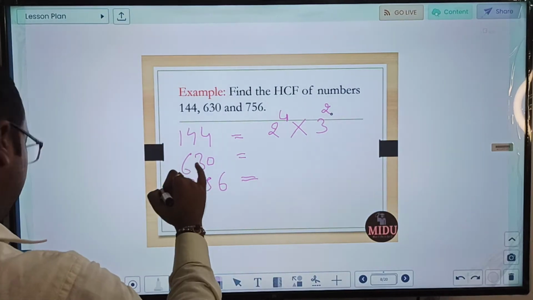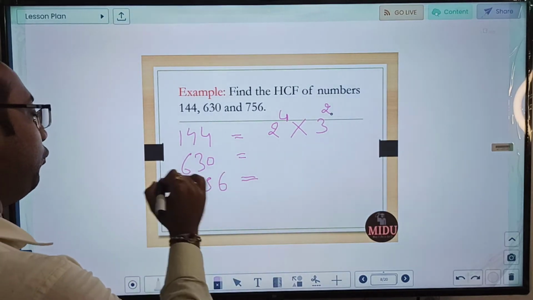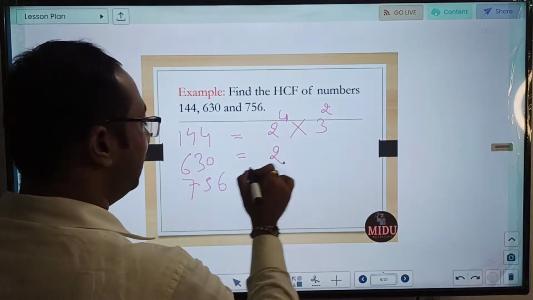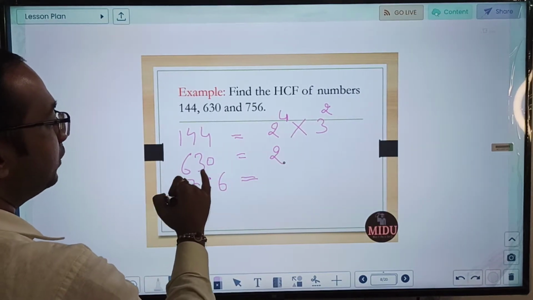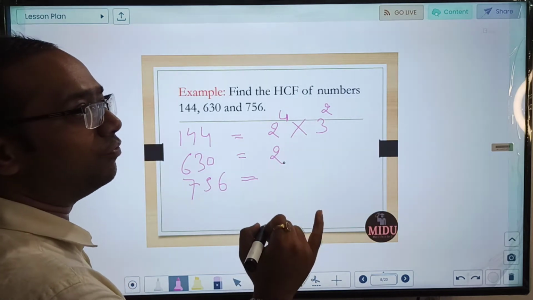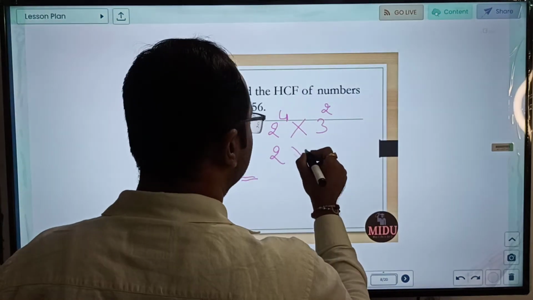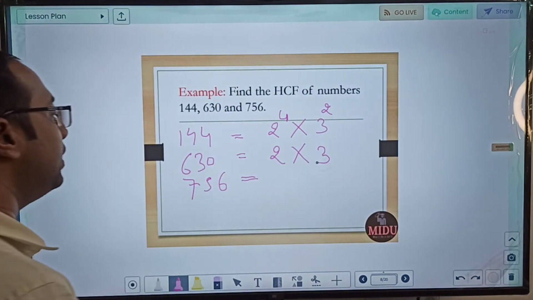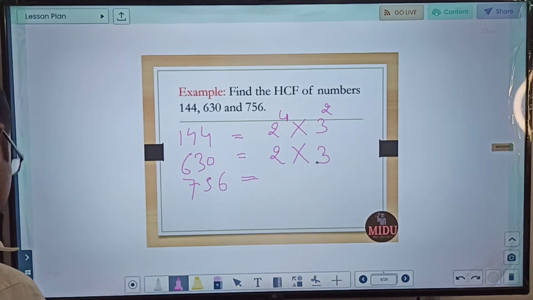Now 630. First of all, it is divisible by 2. Yes, it is divisible. Once we divide it by 2, we get 315. Then 315 is not divisible by 2, but 3 plus 1 plus 5 is 9, so it will be divisible by 3. Divided by 3, 315 divided by 3, what will we get?